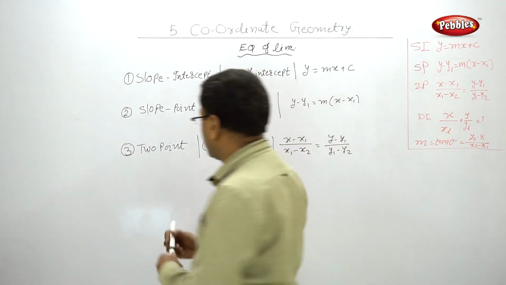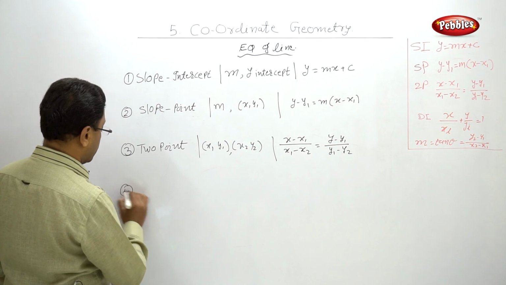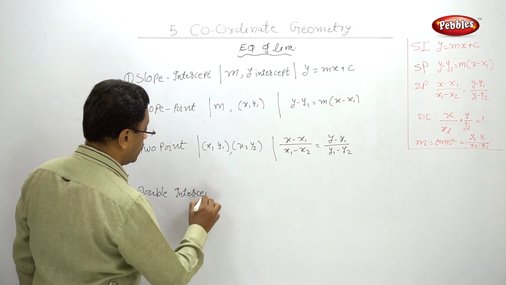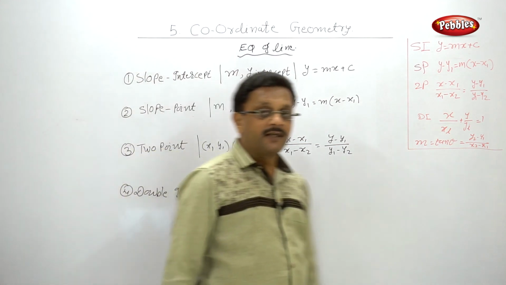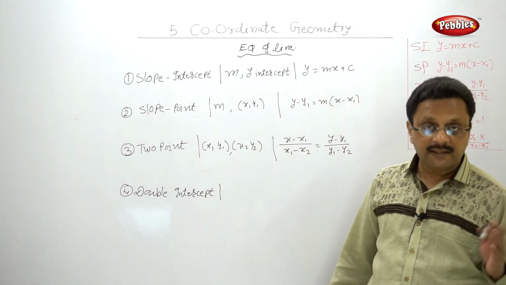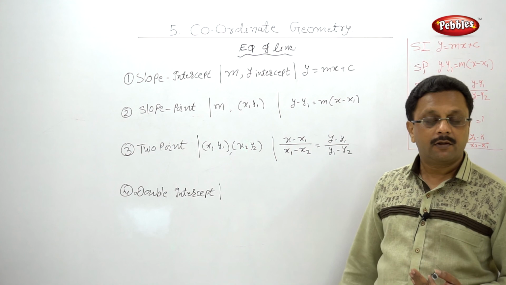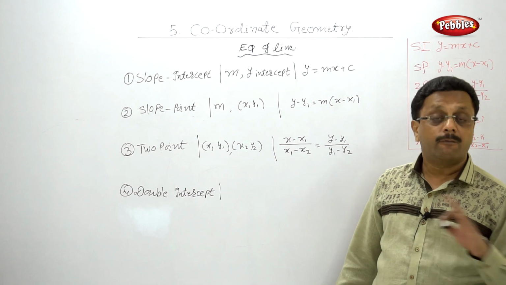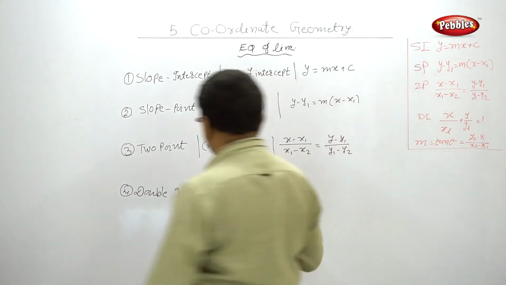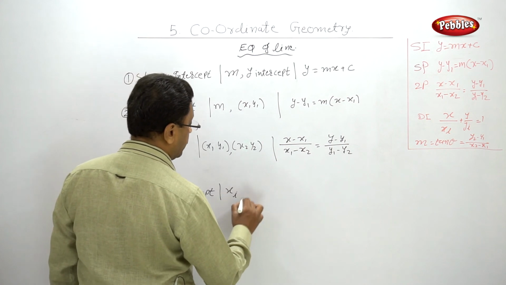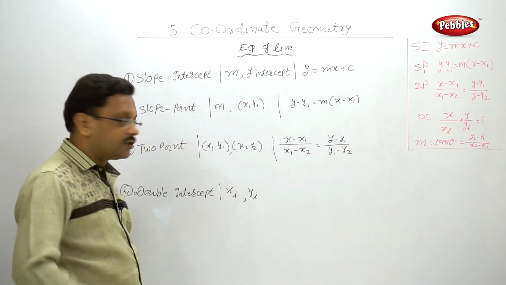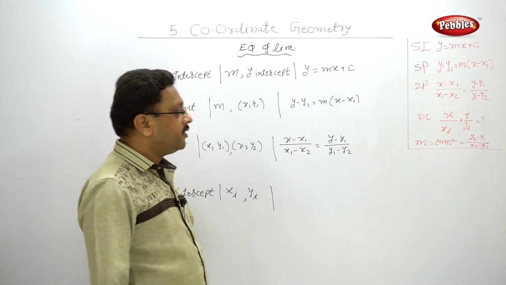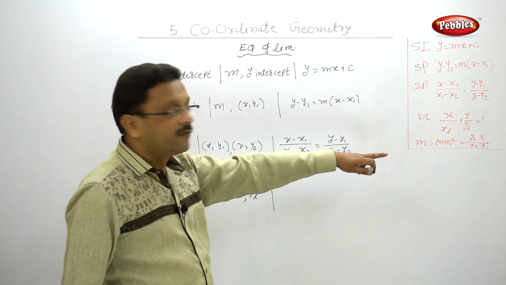And the last, the fourth one, is double intercept form. In double intercept form you will be given x-intercept and y-intercept. X-intercept is where the line cuts the x-axis, y-intercept is where the line cuts the y-axis. That will be given to you. I'll write xi and yi, which is short form for x-intercept and y-intercept. And how will you find out the equation of line? Very simple. x upon x-intercept plus y upon y-intercept equal to 1.